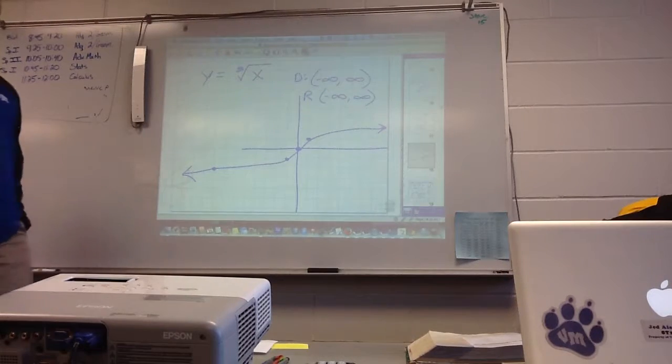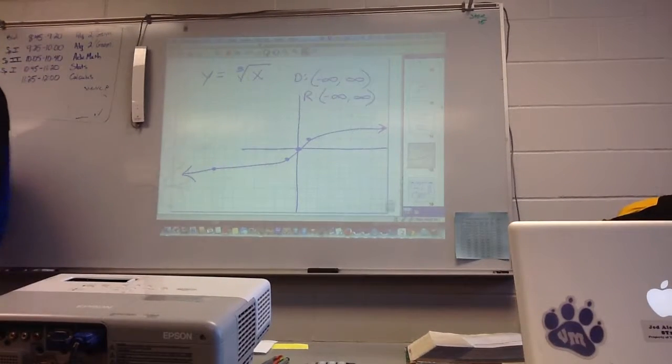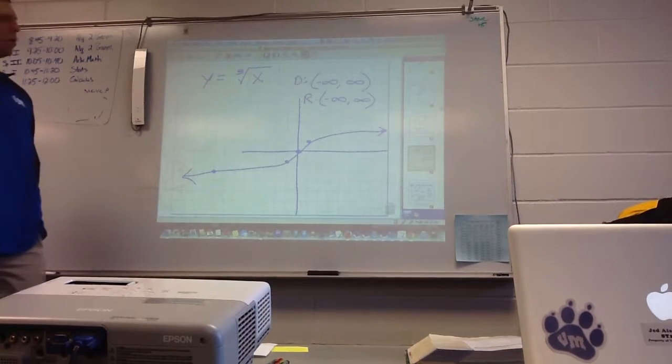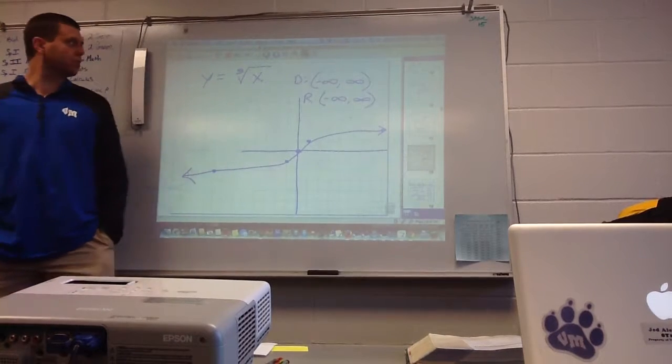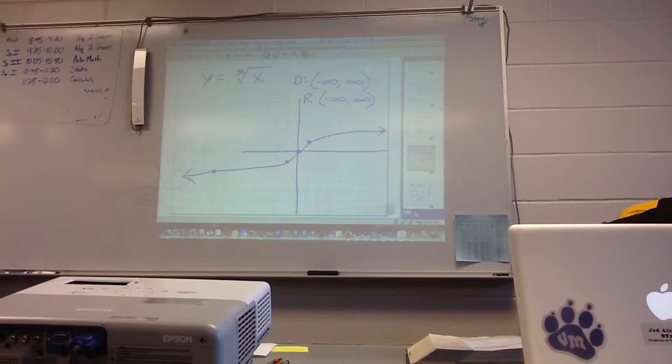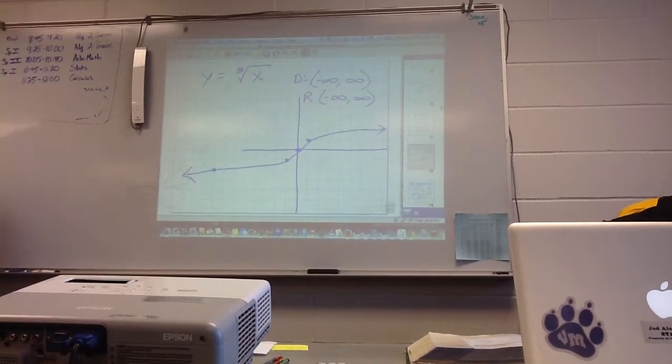A few more notes on 6.3 here, graphing radical or root functions. We only got through the square root functions yesterday, and talked a little bit about even roots. So I want to do an odd root for you and give you a general idea of what those are going to look like.